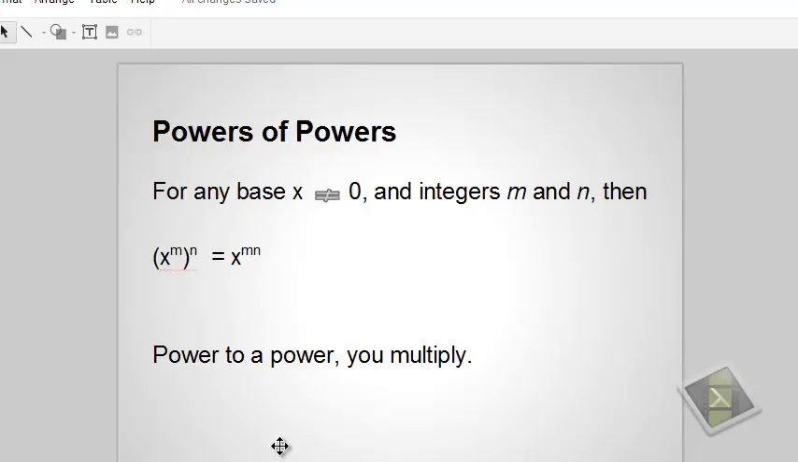If you have x to the mth power, all taken to the nth power, you will multiply your exponents and have x to the m times n power. So anytime you get a power to a power like this, you will multiply. X to the mth power taken to the nth power, you will have x to the m times n power. So that is that rule.